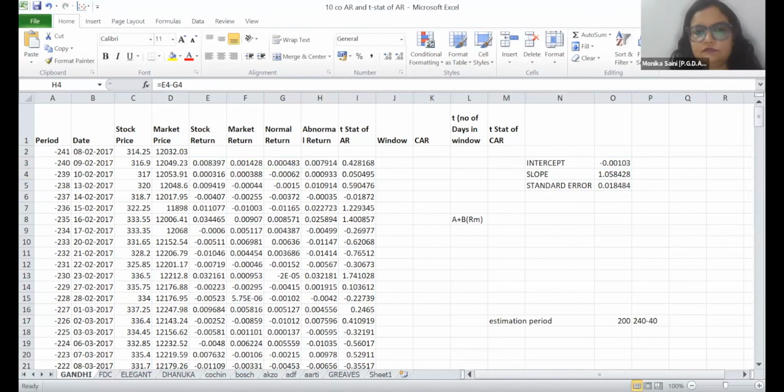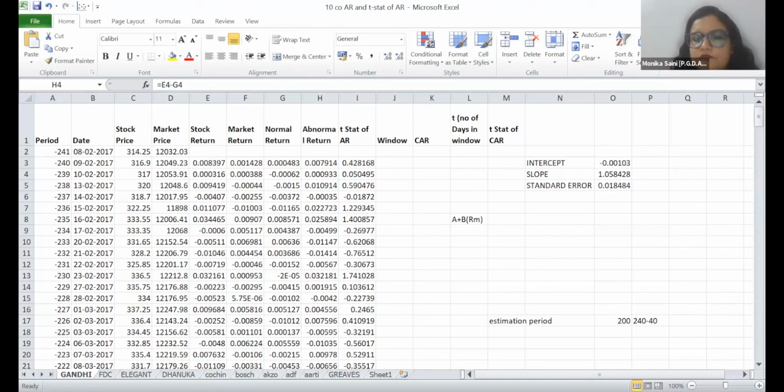So beta is basically the slope coefficient, which measures the sensitivity of a company to the market return. And we have standard error also because this is a regression equation, and RMT is our market index.